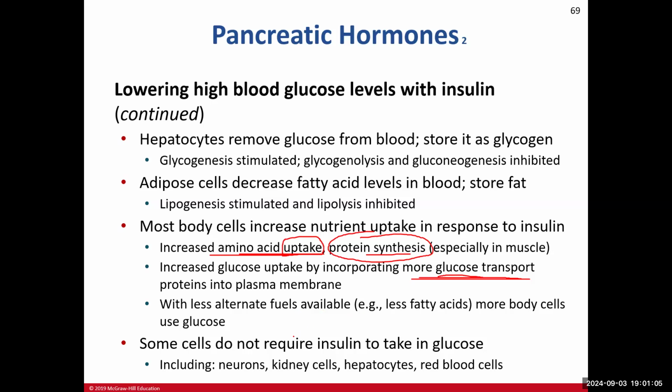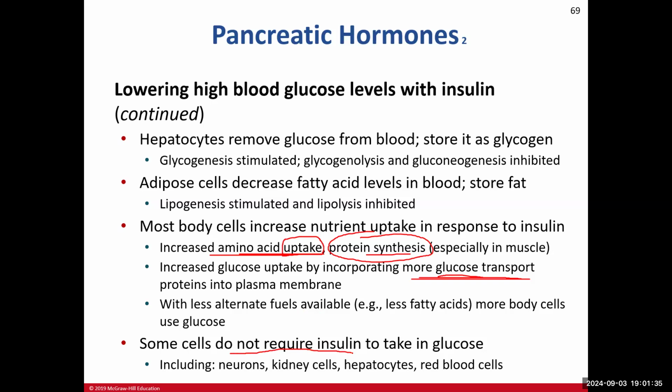Interesting fact here at the bottom: some cells do not need insulin. And if you look, all of those cells are relatively important cells. The first one up there, neurons. Insulin doesn't affect them. And remember what I told you, I think it was last class, that two-thirds of your total energy expenditure for a neuron is just operating those sodium potassium ion pumps constantly. That's all they do all day long, 24/7.